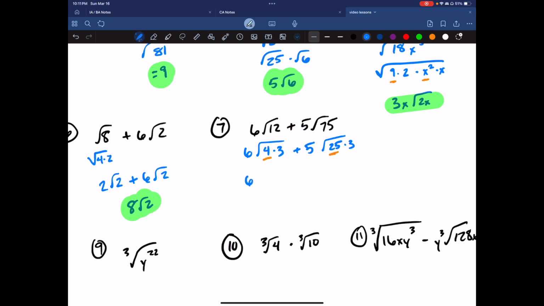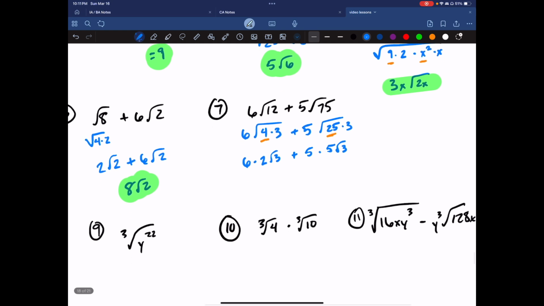And so this is going to be 6 that I brought down times 2 radical 3. The 2 comes from the square root of 4. I took the 4 out. I take the square root, and I get that, plus 5 times 5 radical 3. Okay. Now, when you multiply fractions like this, you're literally going to say 6 times 2. So that's going to be 12 square root of 3. 5 times 5 is 25. Okay. Now I have like terms. 12 plus 25 is 37. It's going to be 37 square root of 3. And there you go.